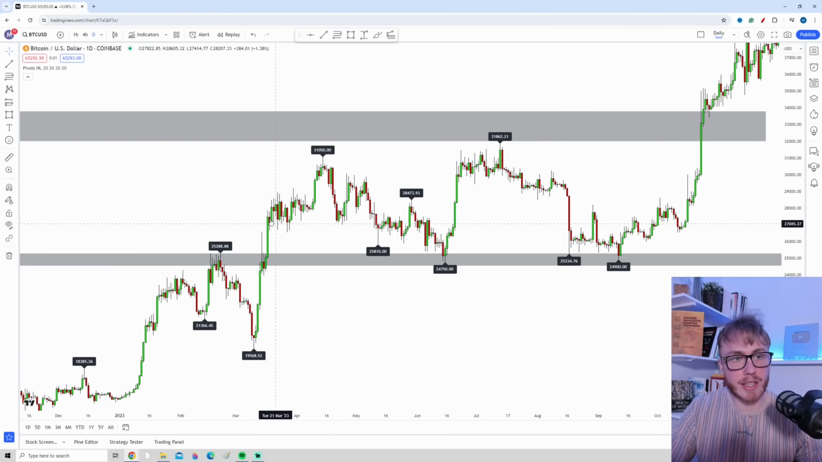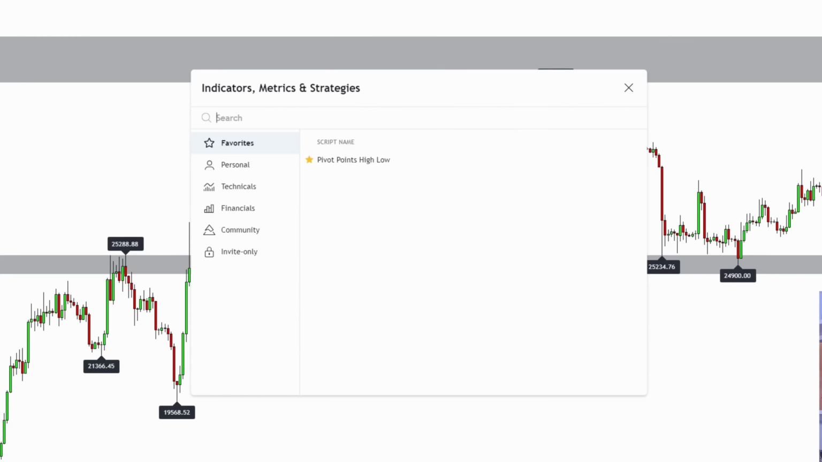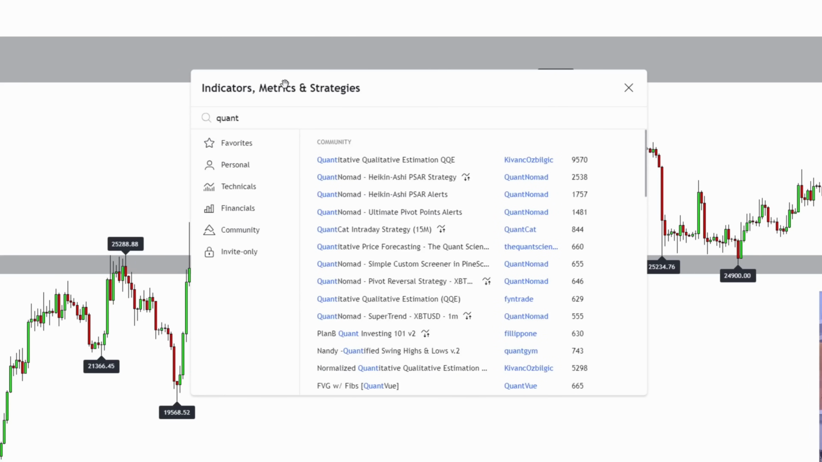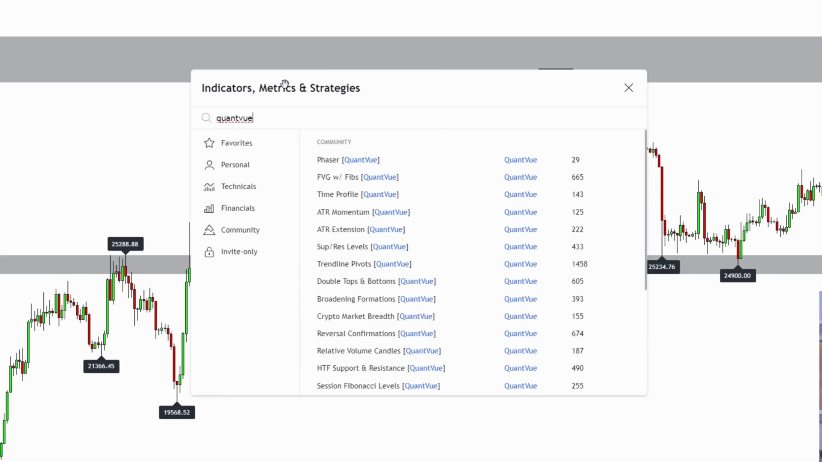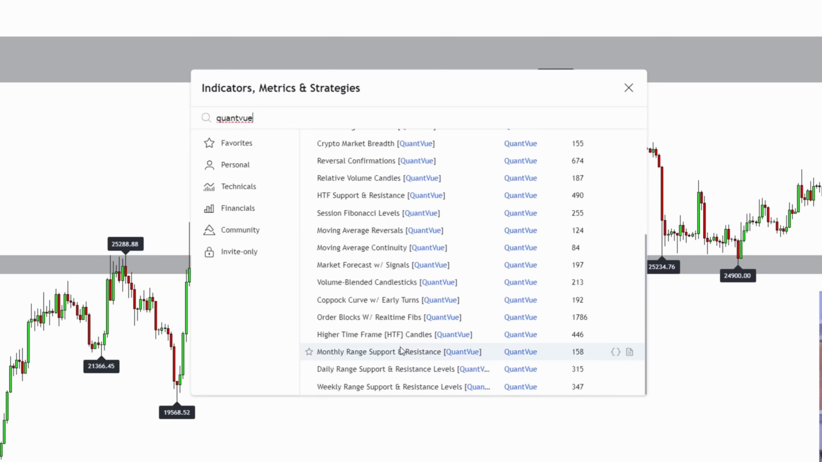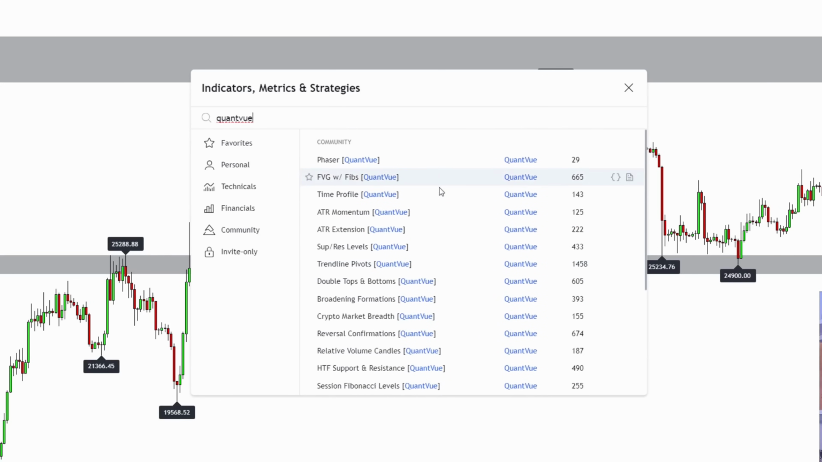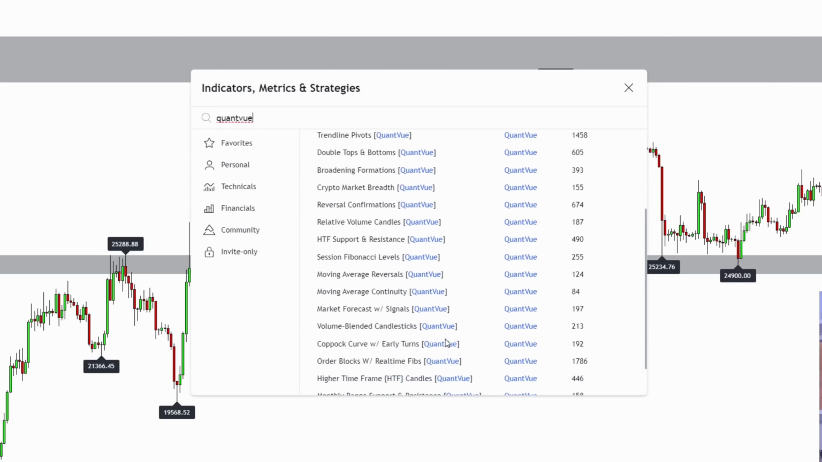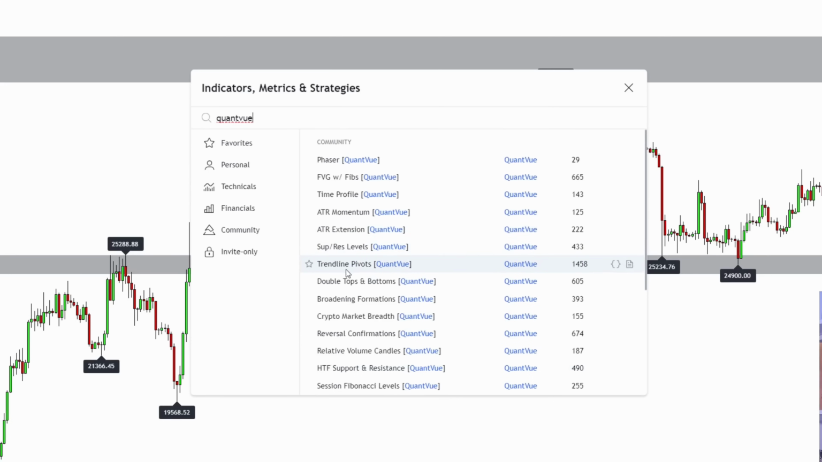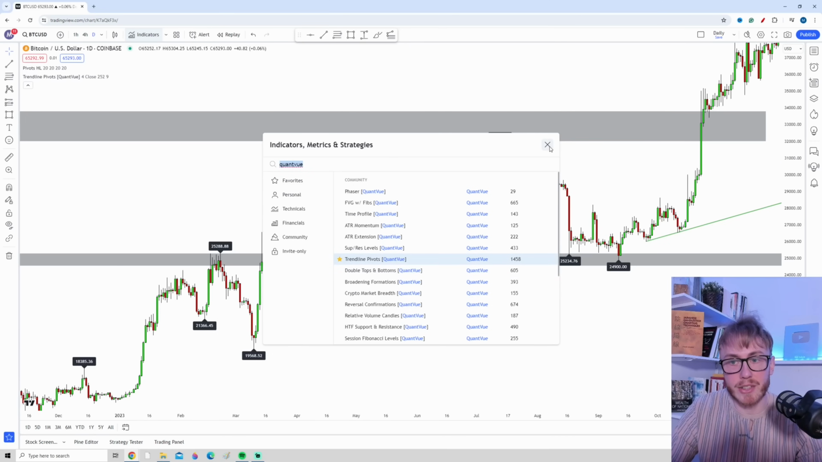But now guys, let's take a look at how to open up this indicator. So once again, we head up here to the indicators tab in TradingView, and now we want to search for quant view. Quant view here is the creator, and as you guys can see, quant view has created multiple indicators. Many of these indicators are pretty solid, but one of the more popular ones is this one right here called trend line pivots. So let's open this indicator up.